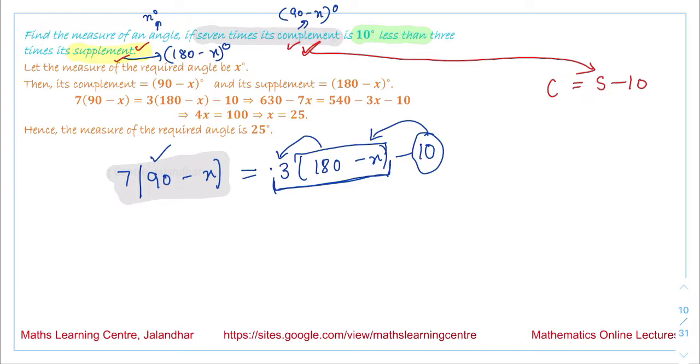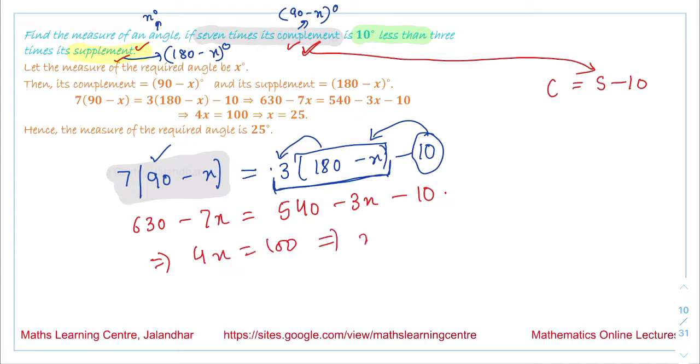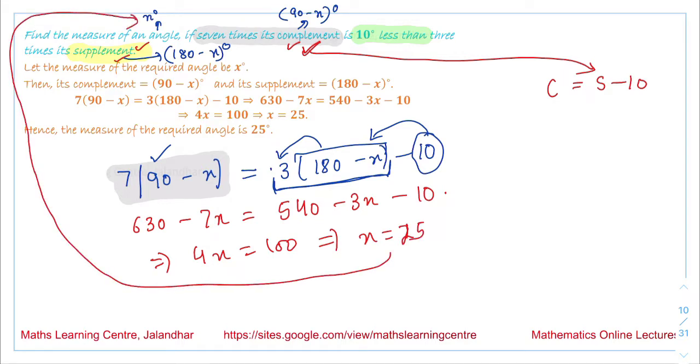So how are we going to solve this? You multiply these terms, you will get 630 minus 7x, that is equal to 540 minus 3x minus 10, and on solving this you will get 4x is equal to 100. So the value of the angle x is 25, and x is the required angle.